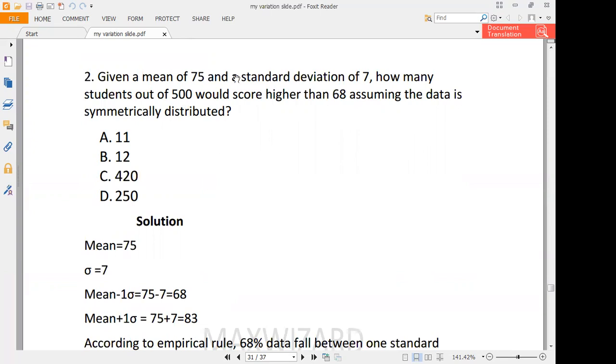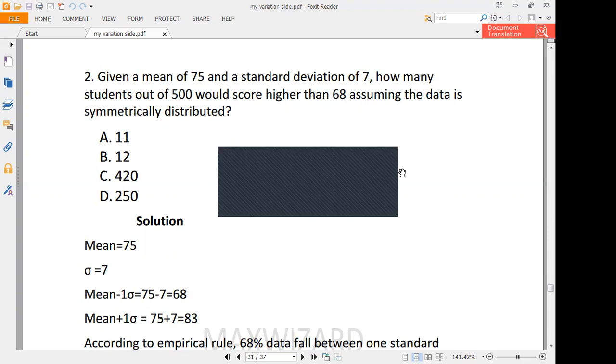Definitely, this will be an empirical rule question. So in that case, I already know I'm going to make use of the empirical rule here. So let's see how much this deviates from the mean. I was not given any range here, but the question is asking about students that score higher than 68. So that means my target should be the value 68 itself.